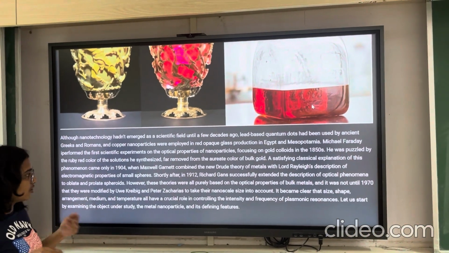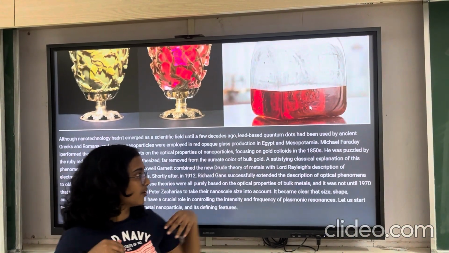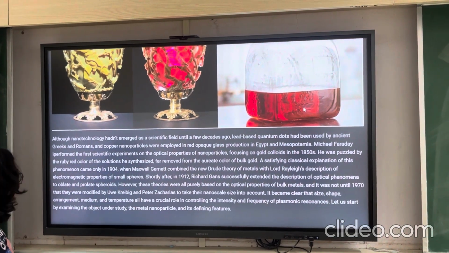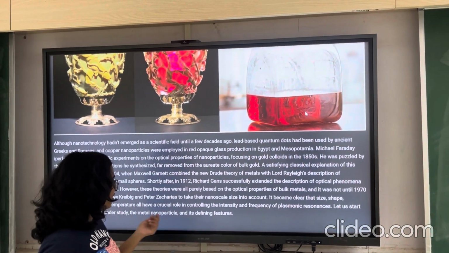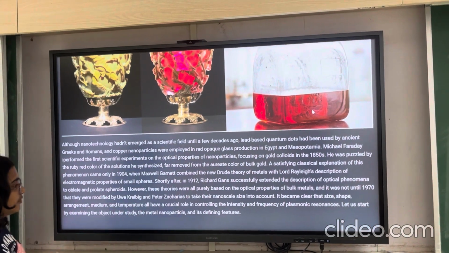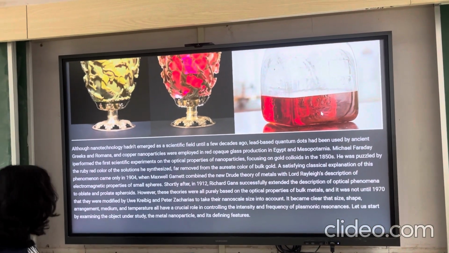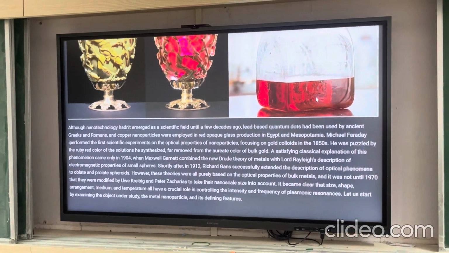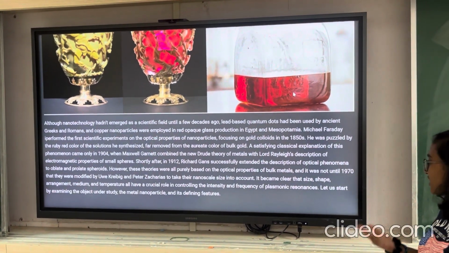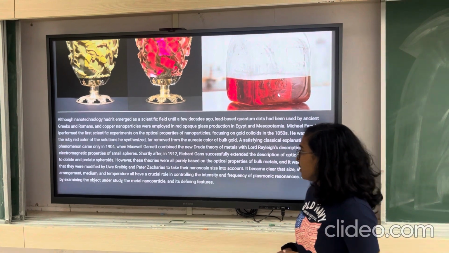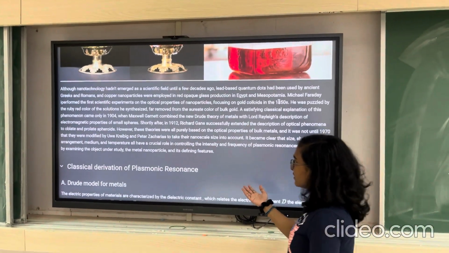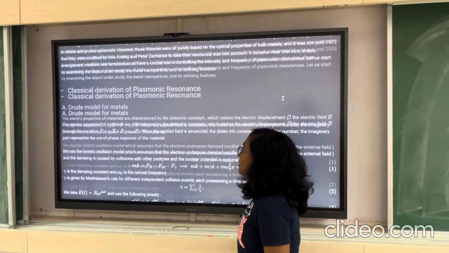However, all of these descriptions were based on the optical properties of bulk metals. And finally, in 1970, we took the nanoscale size into account, and it became clear that size, shape, arrangement, medium, and temperature all have a crucial role in controlling the intensity and frequency of plasmonic resonances. So let us start by examining the object under study, the metal nanoparticle, and its defining features.